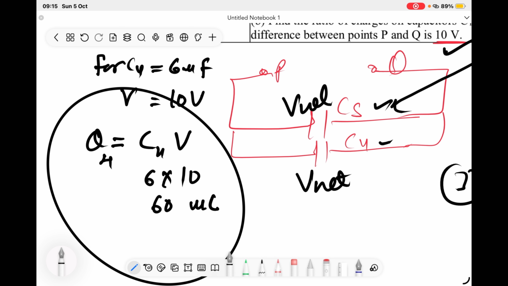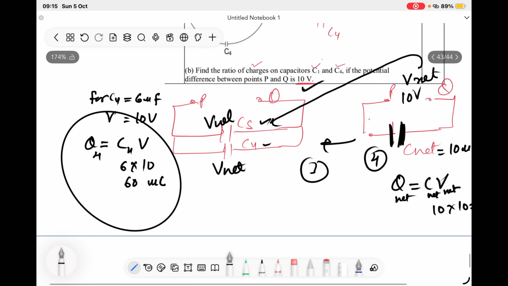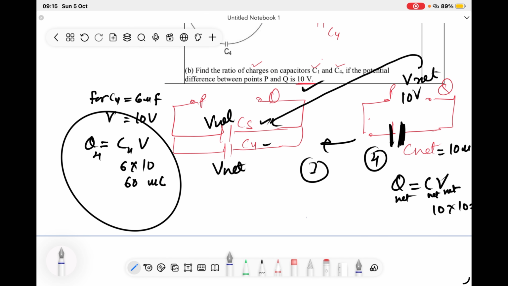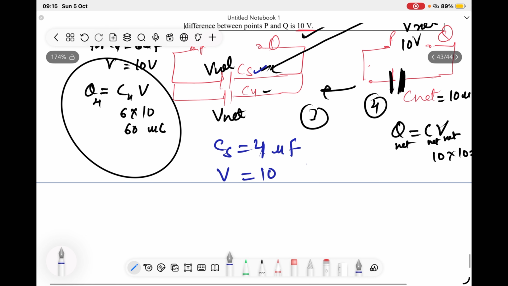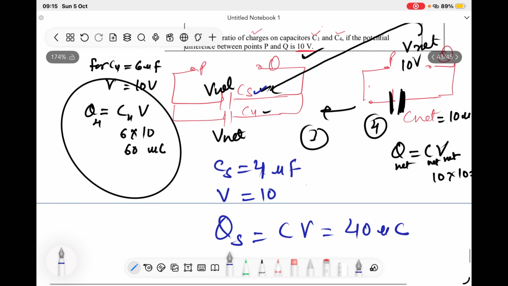Charge on the fourth is asked. Now this I have solved for the fourth. Now you should solve for CS. How much was CS? I remember it was 4. Okay, it was 4 microfarad. And what is the voltage? We have just written 10. So what is the charge on that CS? This is CV, so it is 40 microcoulomb. So see, on every capacitor I am finding out Q equals CV.